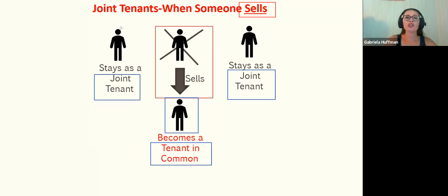So a great question on the test would be, you have three joint tenants, one of them sells. Now, how is the property owned? The two original joint tenants stay as joint tenants, while the new owner becomes a tenant in common.